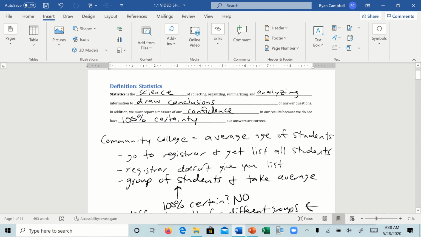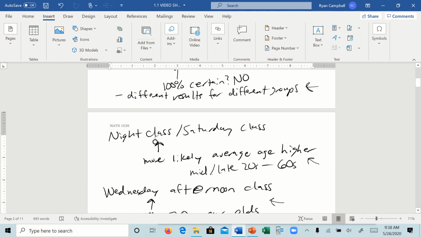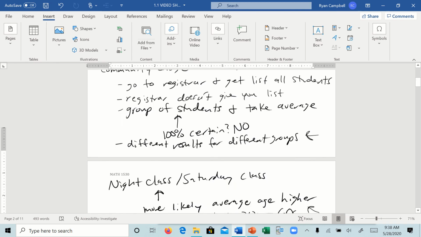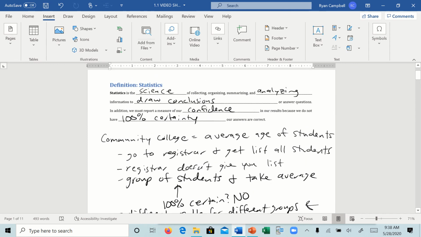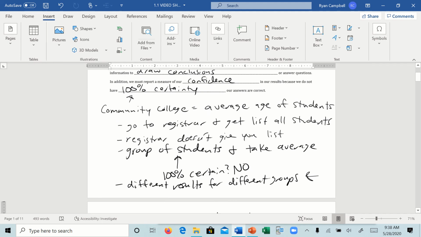So we're like 90% certain that this average is going to be where we are. We're 70% certain. And we'll talk a little bit more at the end of the semester about where those numbers come into play and how we can actually be some percentage certain. But the most important thing is that we are not 100% certain of these statistics because we're only looking at a group of people. We're not looking at the entire population.